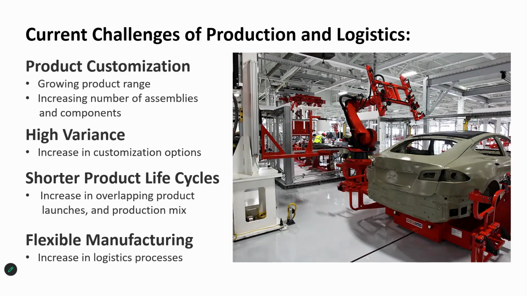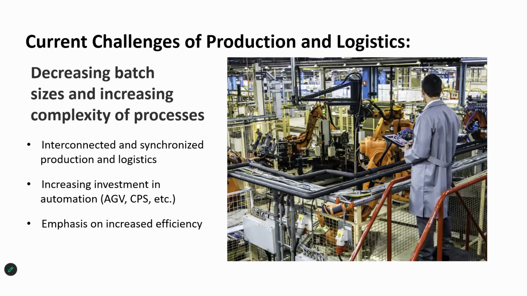Product life cycles are also much shorter now than they used to be, with an increase in overlapping product launches and production mix. In addition, flexible manufacturing requires an increase in logistics processes. So to summarize, industry must now deal with smaller batch sizes during the production process and increasingly complex processes. Now, this requires companies to better synchronize production and logistics, to make investments in cutting-edge automation equipment and processes, and to be as overall efficient as possible.